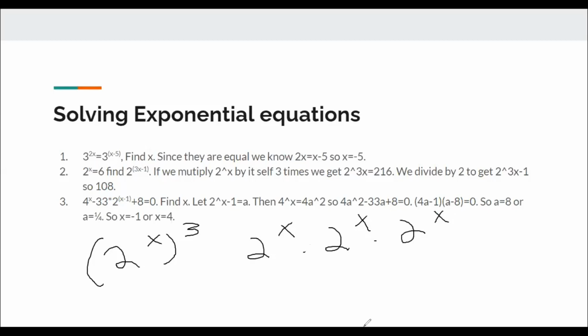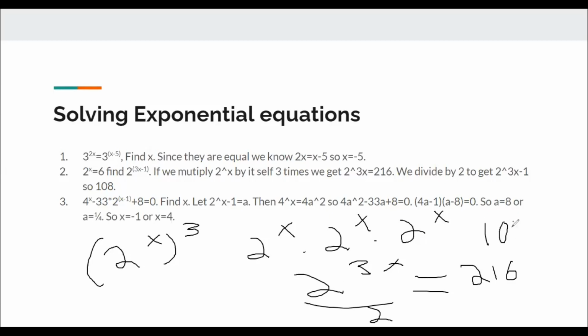And we talked about previously how when you multiply exponents, it's essentially adding the powers. So it's just going to become 2 to the power 3x. So 2 to the power 3x is equal to 2 to the power x, cubed, which is equal to 216. Now you want to find out what is 2 to the power 3x minus 1. So if you divide this by 2, then it's going to become 2 to the power 3x minus 1. So our answer is 108, because 216 divided by 2 is 108.